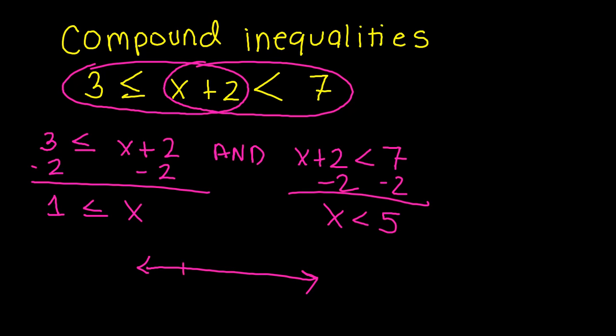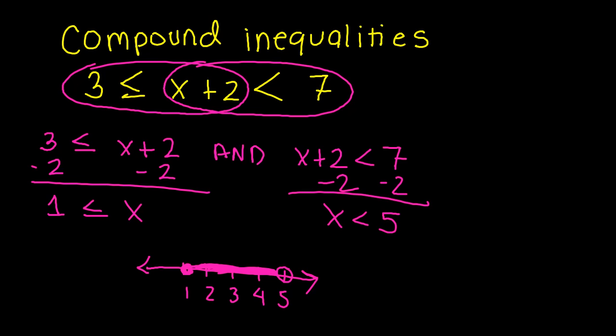When I go to graph this, I'm going to have to graph the 1 and the 5. I want to be greater than or equal to 1, so I'm going to put a solid circle on 1. And I want to be less than 5, so I'm going to put an open circle on 5. And if I want to be bigger than 1 and less than 5 at the same time, I'm just going to color in right here between.